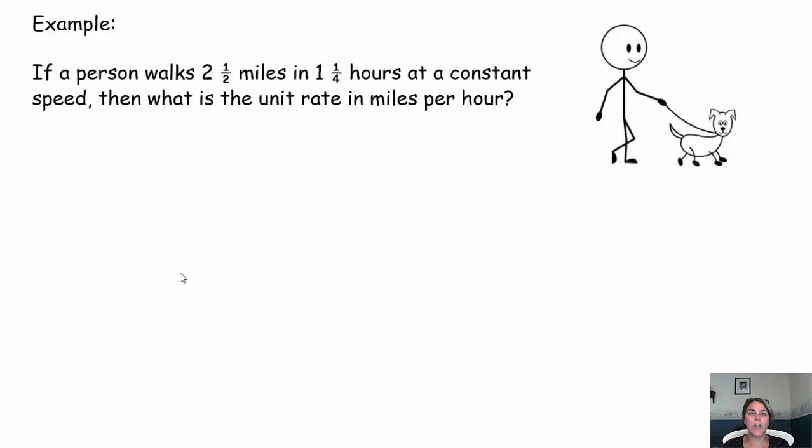If a person walks 2.5 miles in 1 1/4 hours at a constant speed, what is the unit rate in miles per hour? So take a minute, pause the video, try it out, come on back. So if I know I want my unit rate in miles per hour, I'm going to look at what I'm given: 2.5 miles per 1 1/4 hours.